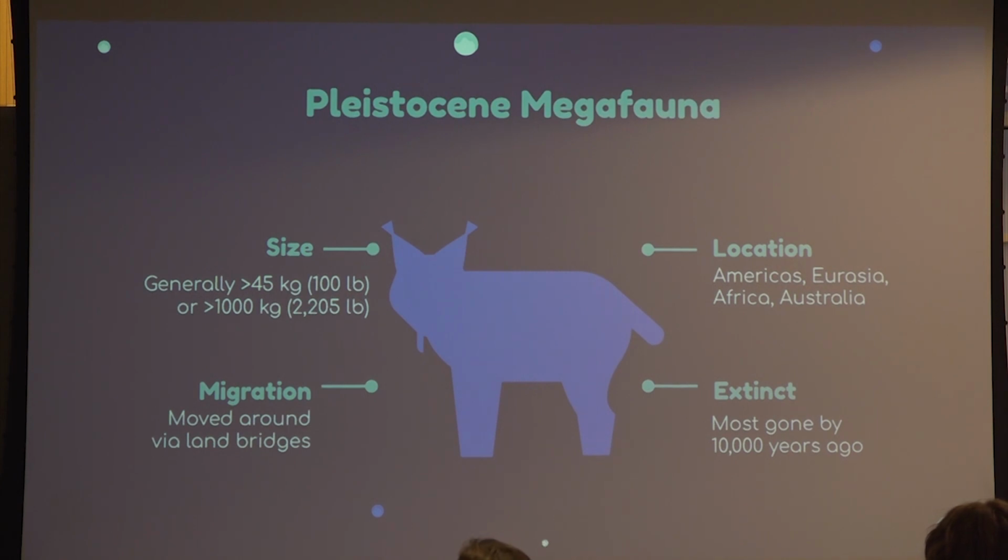They migrated all around the world with land bridges. They were found in the Americas, Eurasia, Africa, Australia. Basically every continent had their own megafauna. And they're mostly extinct. Most of them are gone by about 10,000 years ago.